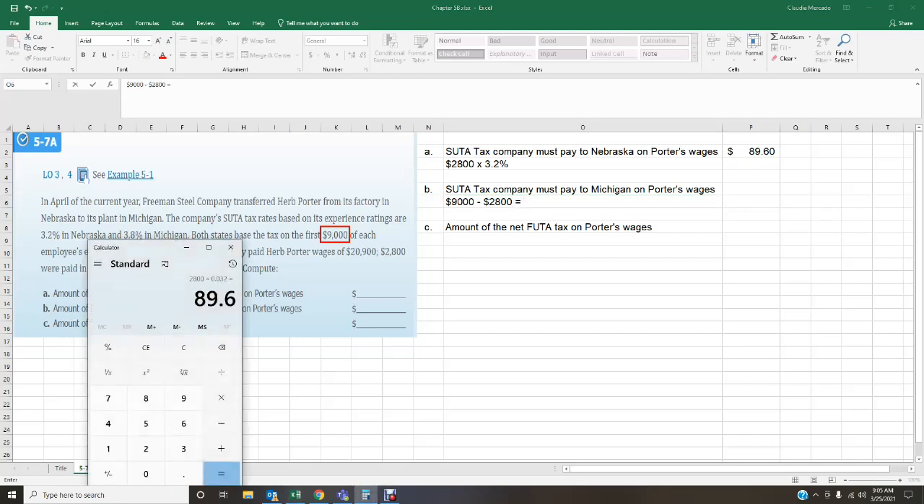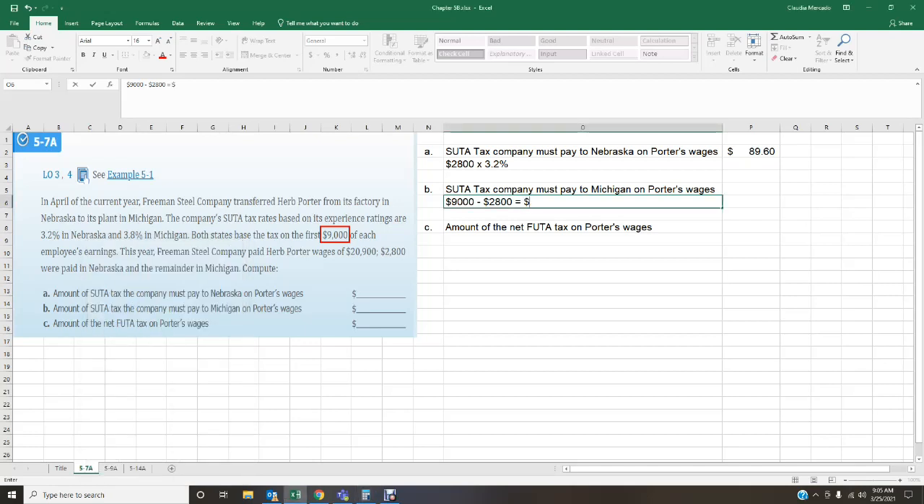Okay, so let's see. 9,000 is the maximum. That's the base that I'm going to pay. I'm going to pay $9,000. I'm going to subtract the $2,800 that were paid in another state. So that means that for the state of Michigan, I am liable to pay taxes on $6,200. Okay? So that is my taxable wages for SUTA tax purposes for Michigan.